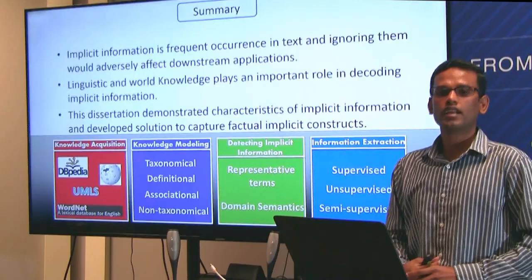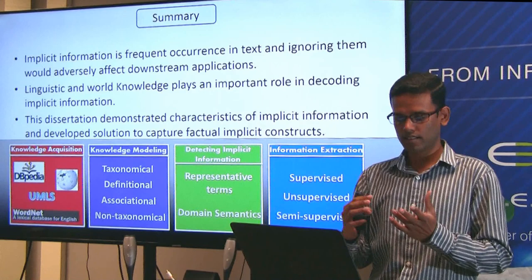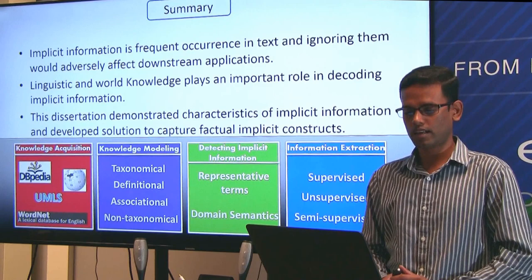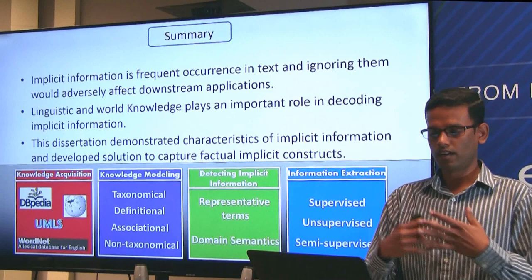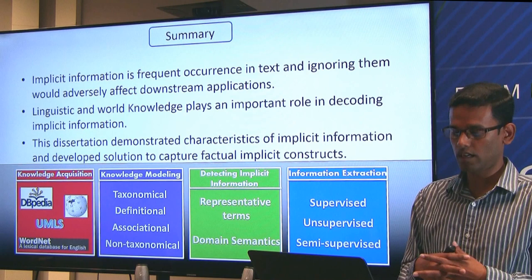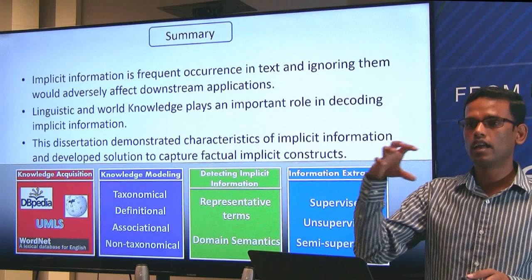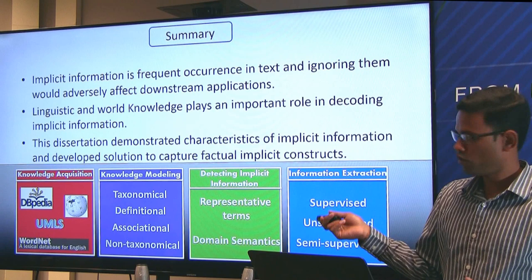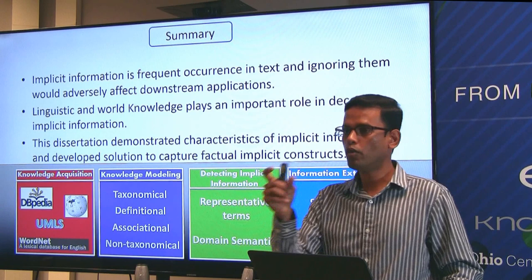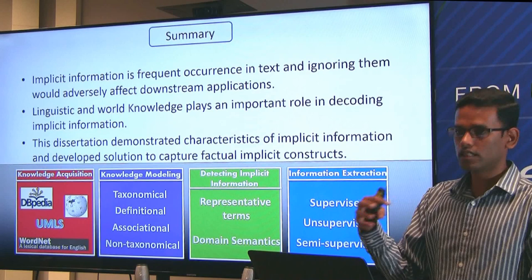Yes. So in summary, what I have shown you is implicit information is not a rare scenario. It's not occurring infrequently if you look at the right data sets, which have the right applications. And the linguistic knowledge, world knowledge, domain-specific or cross-domain knowledge plays a big role in linking and extracting such implicit information. And we demonstrated the four components in realizing extracting implicit information from different sources. And I showed you that we can use different knowledge sources for different applications and different knowledge components to model the entities, and then how to detect such implicit occurrences.